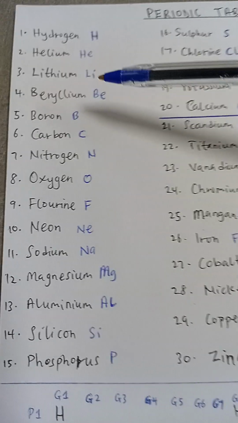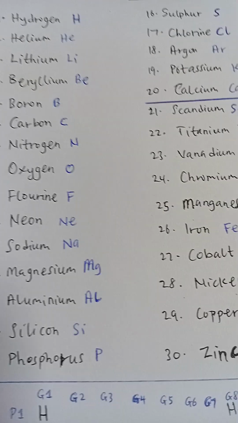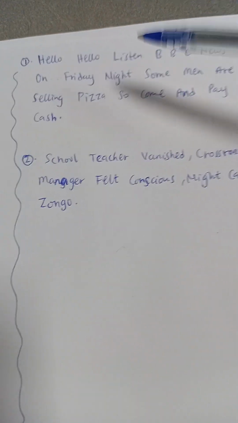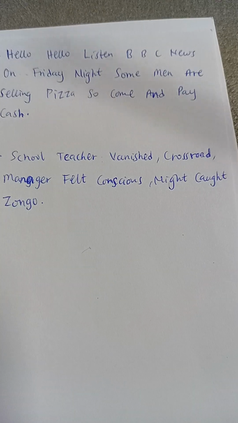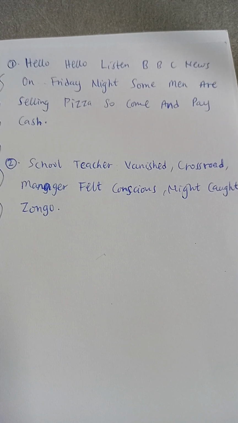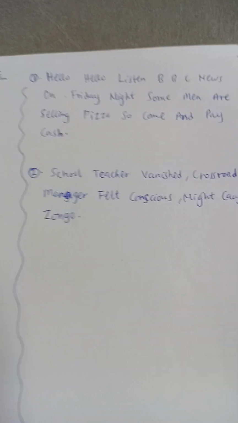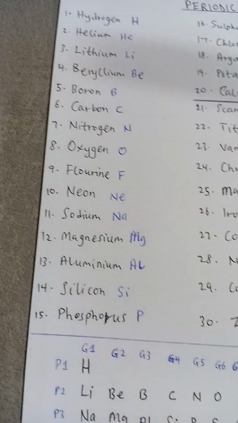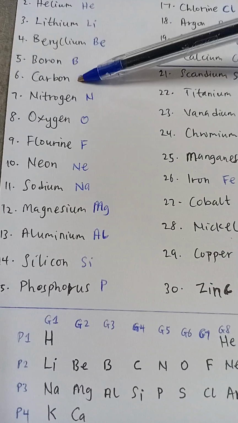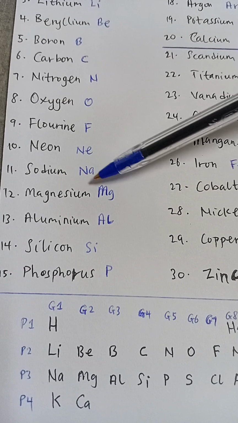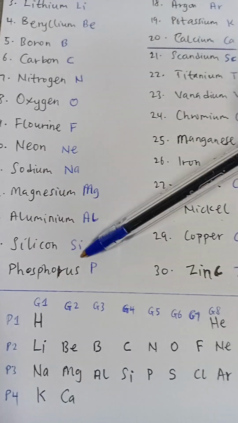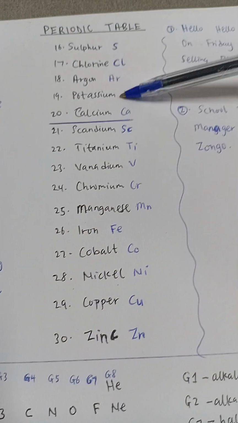So to remember the first 20 elements, you can just use this. Hello, hello, listen BBC News. On Friday night, some men are selling pizza, so come and pay cash. Yeah, you can easily remember that, right?